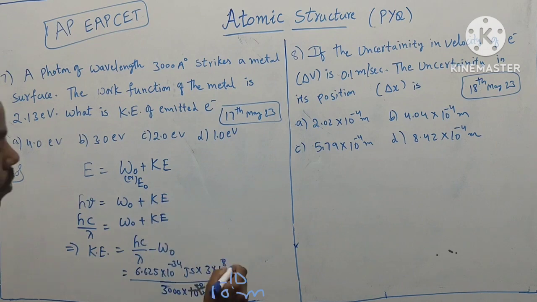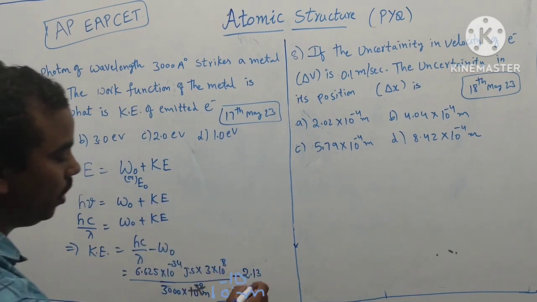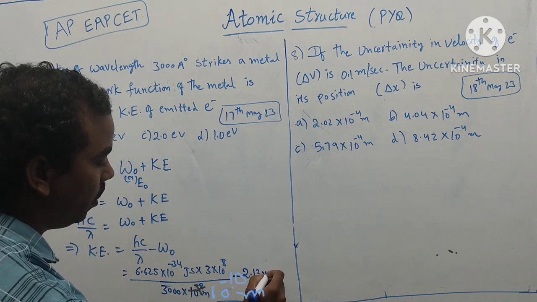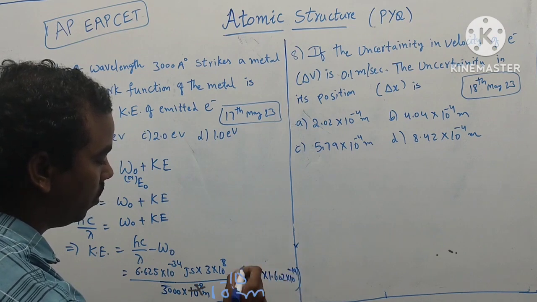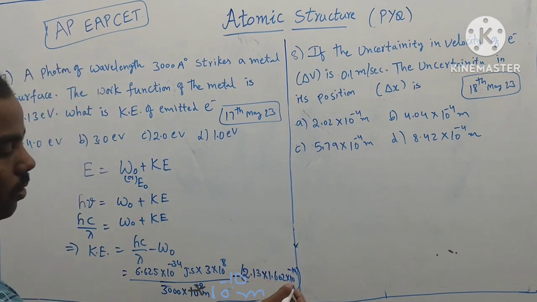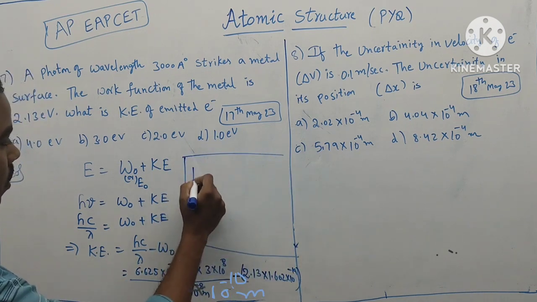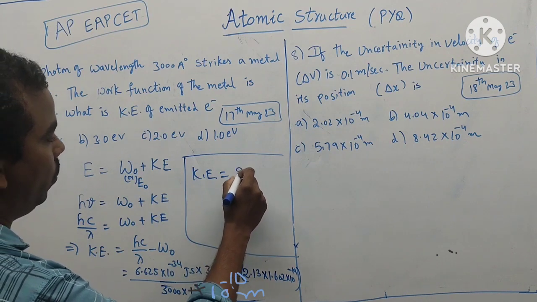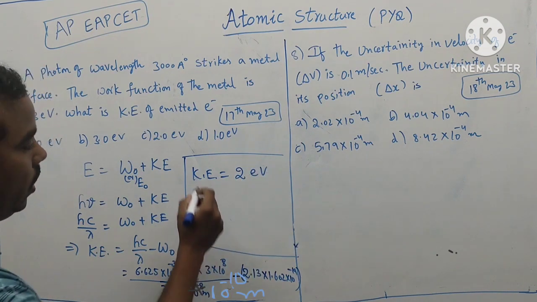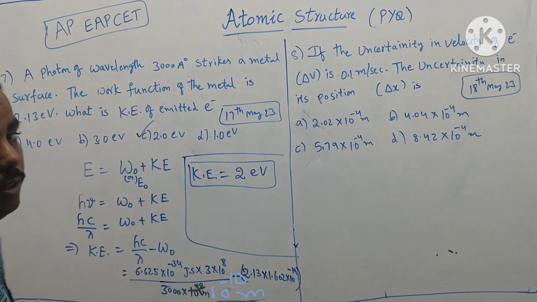The work function of the metal is 2.13 electron volts. 1 electron volt is equal to how many joules? 1.602 into 10 power minus 19 joules. So if you calculate this, KE is equal to, if you calculate all the values, we have to get 2 electron volts. So calculate this one. So the answer is C.